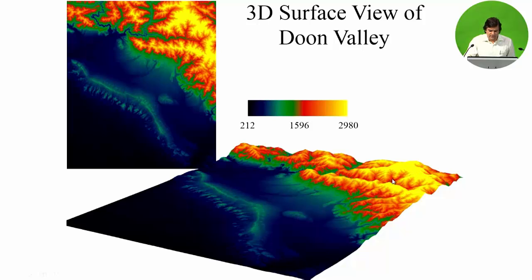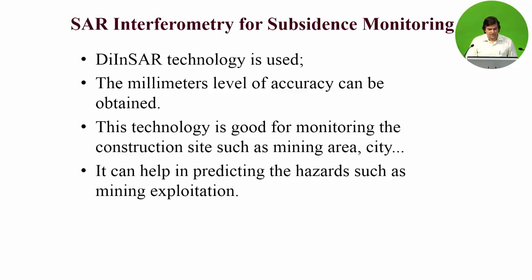Also we can get very good information in 2D as well as in 3D for the different objects, and in the 3D visualization we are able to clearly see the undulation of the terrain. This is the hilly terrain of the Dune Valley, we can easily see, and the Shivalik range is also clearly visible from the imagery as undulating terrain in the 3D.